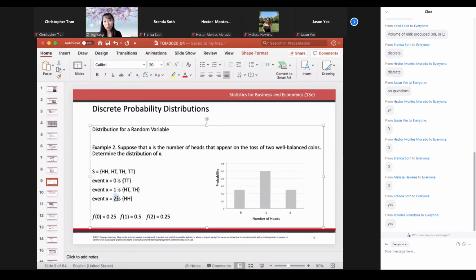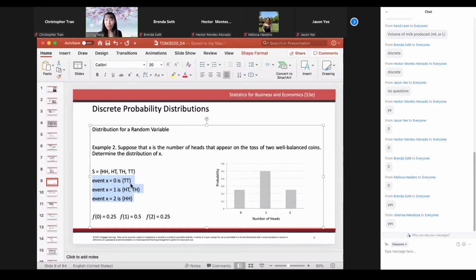What about x equals 2? If I'm lucky, I get head, head. That's the situation when x equals 2. So the frequency is 1. But that's all I can possibly get. If I only have 2 coins and I count how many heads I get, I can only get 0 heads, 1 head, or 2 heads. I can't have 3 heads if I only have 2 coins. So x only has a limited set of values to take.